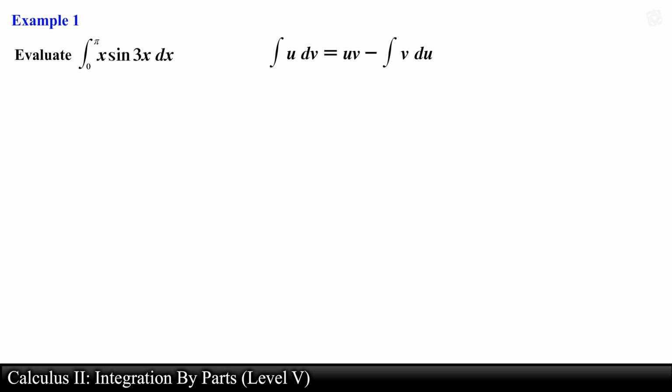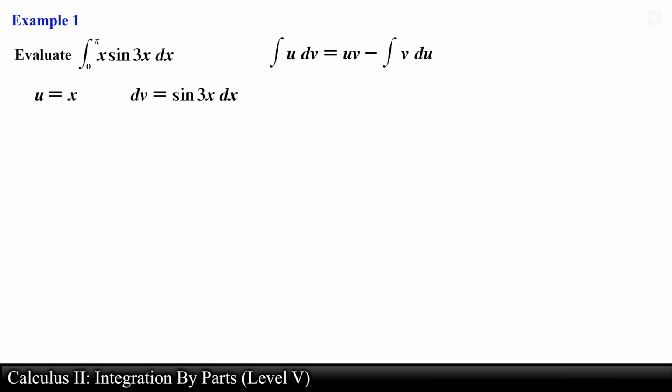Alright, let's try the first definite integral. Evaluate the integral from 0 to pi of x times sine of 3x dx. Okay, we notice that we have a product of 2 functions, so this integral is a perfect candidate to use integration by parts to find its integral. We first need to select our u and dv functions. In this case, we set u equal to x and dv equal to sine of 3x dx.